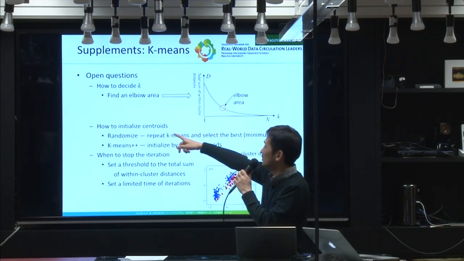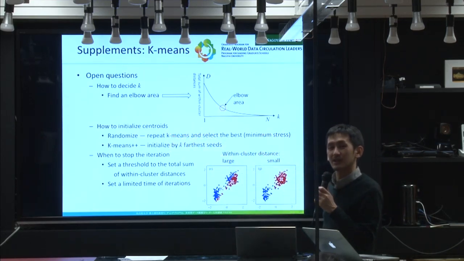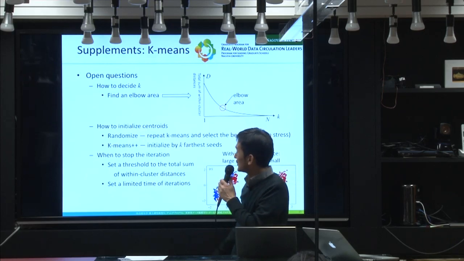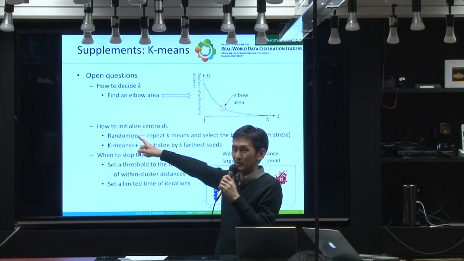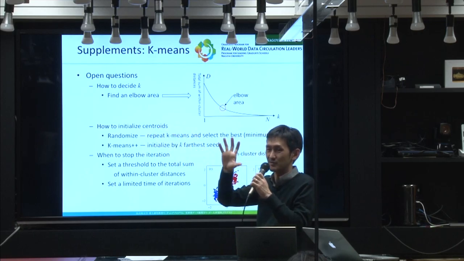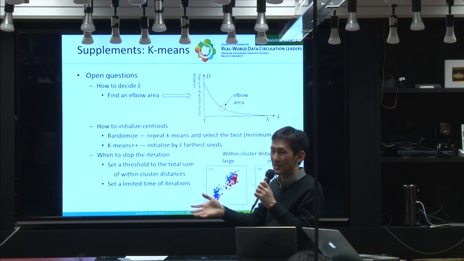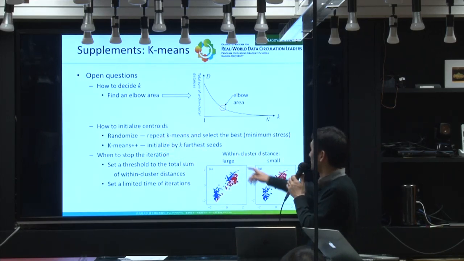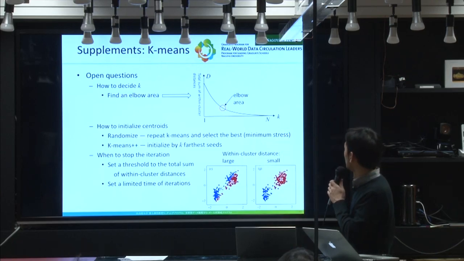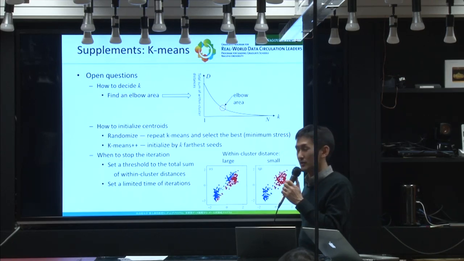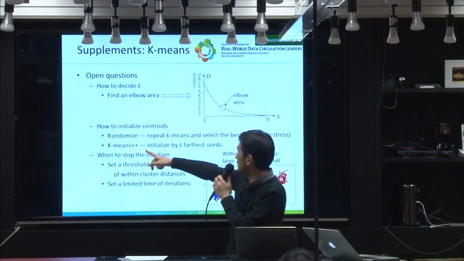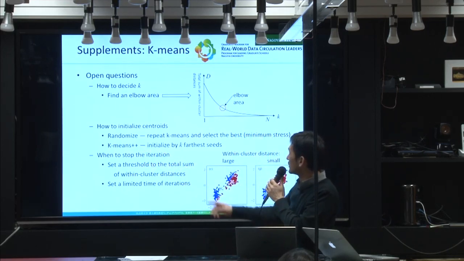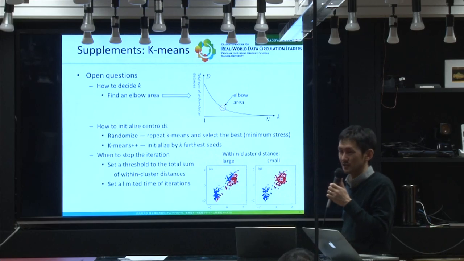So next, how to initialize centroids? We have two typical solutions. One is to randomize the initial prototypes, repeat the k-means algorithm, and select the best. Another solution is k-means++, which initializes by k farthest centroids.